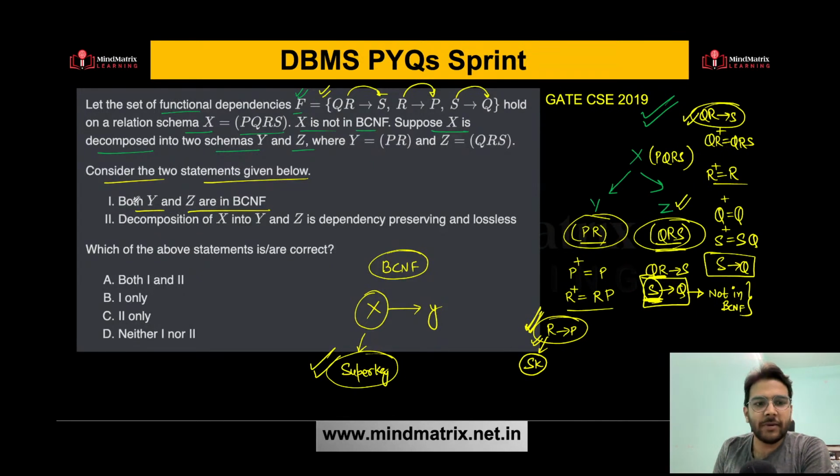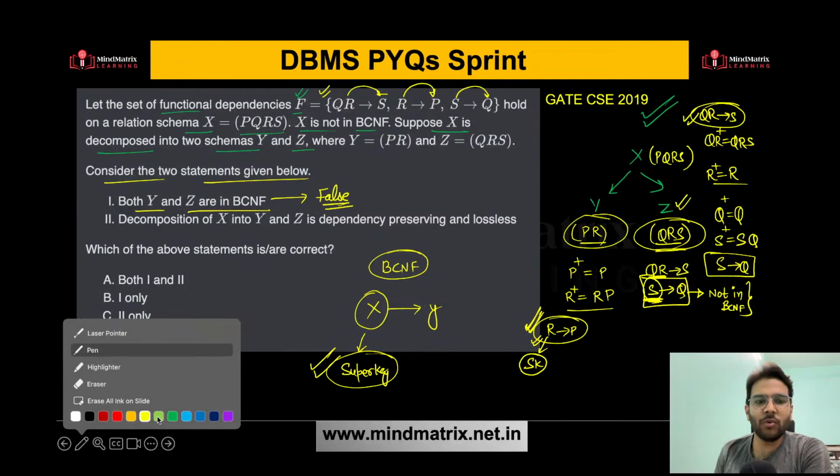So here the statement is both Y and Z are in BCNF. No, that is false. This is not correct. Y is in BCNF, but Z is not in BCNF. Is this clear? Any doubt, anyone?